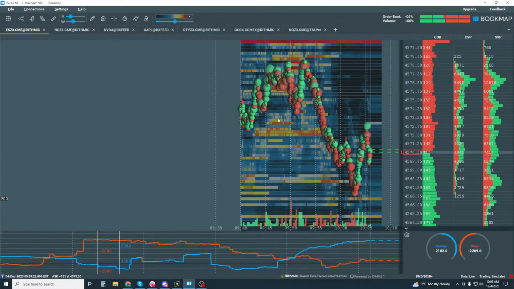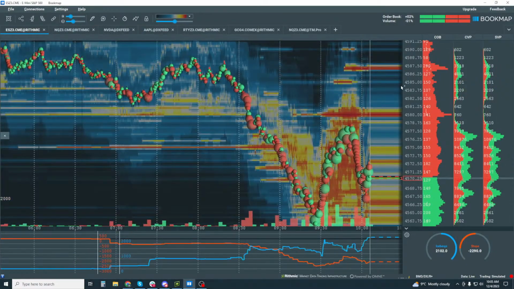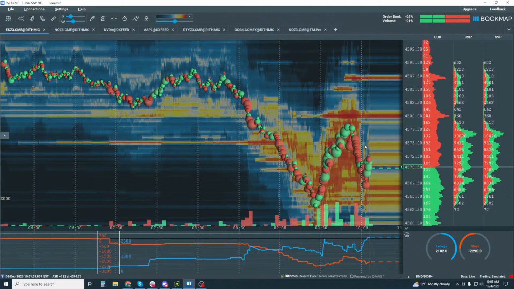All right, let's jump in. Let's take a look. We typically start with the S&P E-mini and see what's going on in here. Let me know if there's anything else that you want to take a look at.